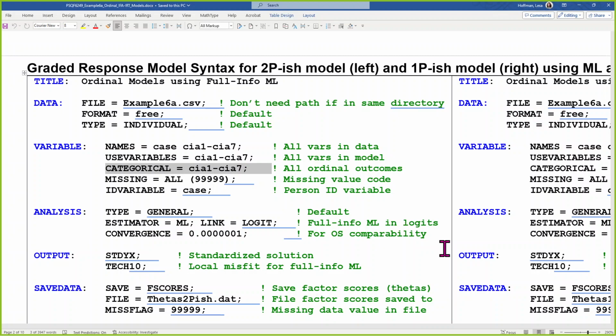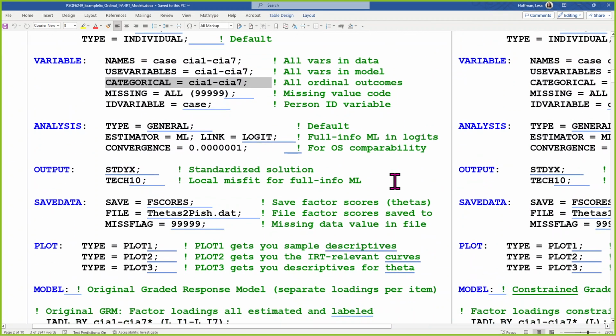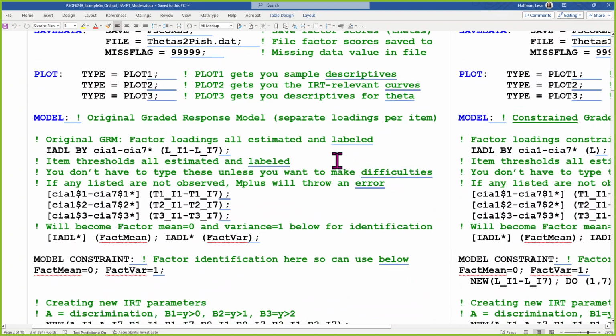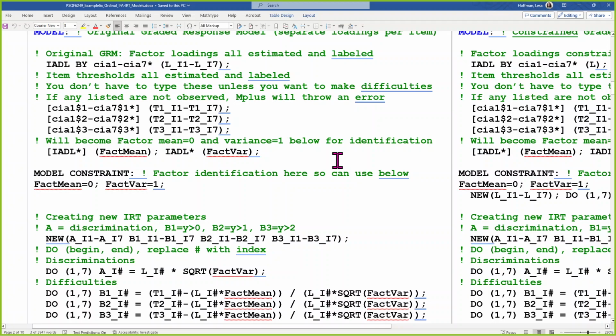This is helpful not only for items that are deliberately different. So like some items might be legitimately binary, some items might need 3 categories or 4 categories, or they may turn out that way because some people didn't use all the categories, particularly for items that have a high level of severity. You may not have people in the last response category. So if that happens, it's not a problem. In these models, though, M+ will not give you the IRT parameterization. I don't know why. So I had to develop a workaround using model constraint that does the math for you.